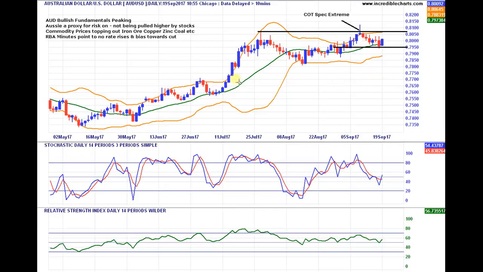Where could we go to? 77 would be my first target, but I actually think we'll overrun this. I think we could go basically down to 75.50. So basically retrace all of this move up.